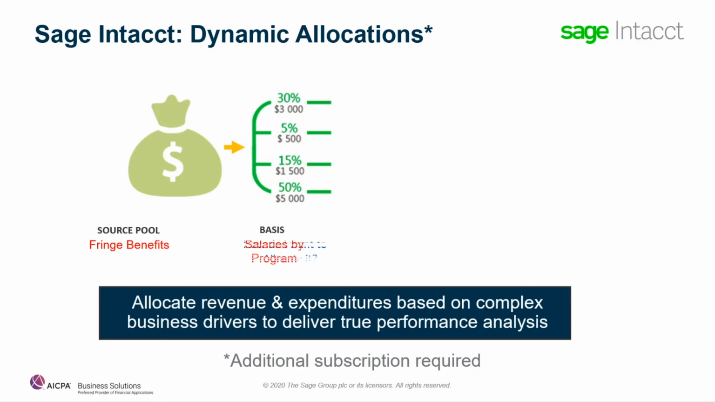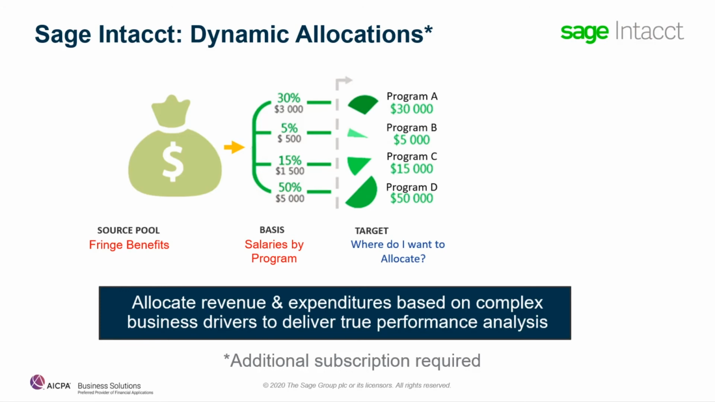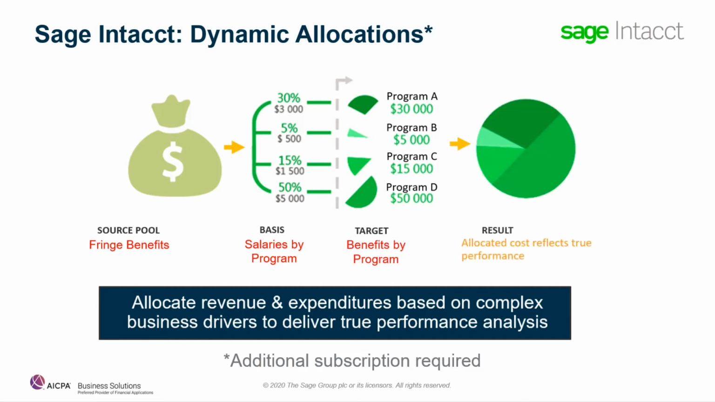Let's say salaries by program. After that, you configure the system to post the results, benefits by program, to a particular general ledger account, for example. Now, the end result is a true picture of your fully loaded program costs for salaries and benefits.